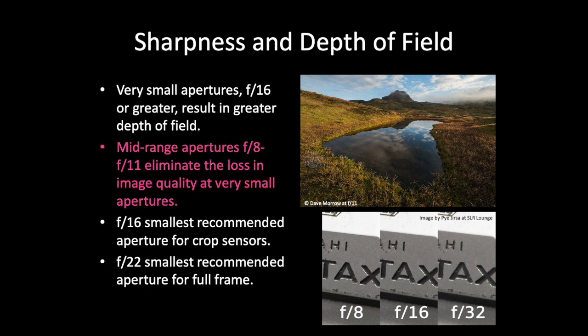So at mid-range apertures, f8 to f11, that's when we will get the greatest sharpness. This is called the sweet spot of the lens. This is why photographer Dave Morrow decided to take this landscape photograph at an aperture of f11, because he preferred to have greatest sharpness in his image over the largest depth of field. And he realized that at f11 he achieved an acceptable depth of field for this image.